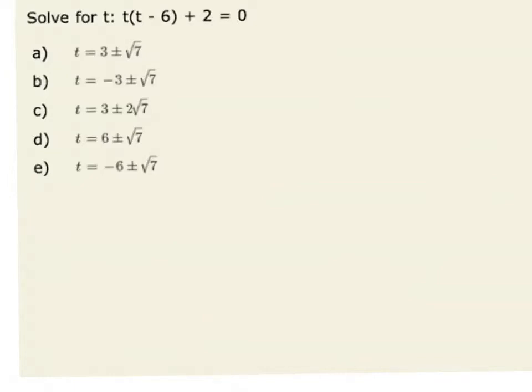I am asked to solve the following equation. t times the quantity t minus 6, plus 2, is equal to 0. Let's rewrite our equation using the distributive property. I have t times t, which is t squared, and t times a negative 6, which is a negative 6t, plus 2 is equal to 0.